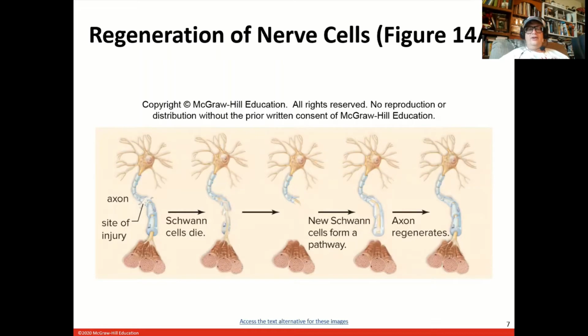Okay, here we're seeing regrowth of a nerve, and yeah, it's possible. It's not something that happens real commonly. But the big thing to see right here is if the axon dies out, Schwann cells can grow back and make a new pathway. This is in the peripheral nervous system.